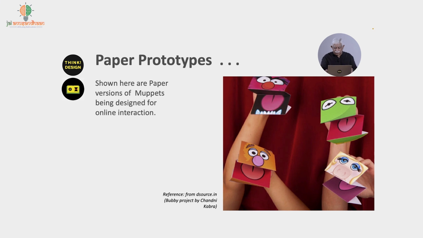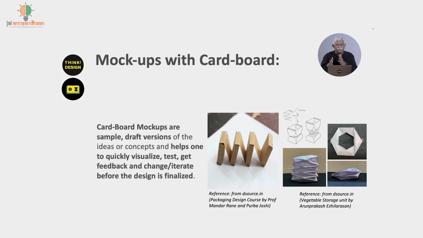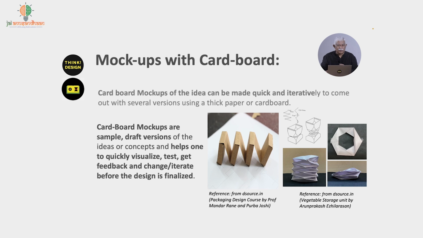Okay, and children were used to get feedback on this and then finalize what can be taken further. Okay, so interactive Muppets here. Okay, and you can see if it is something like a lamp or packaging. Again, cardboard becomes very easy to use and change for doing the mock-ups and doing sample draft versions. So you can see here mock-ups done with cardboard. Okay, and again, as I said, it's quick and you can make changes, try many versions of it.